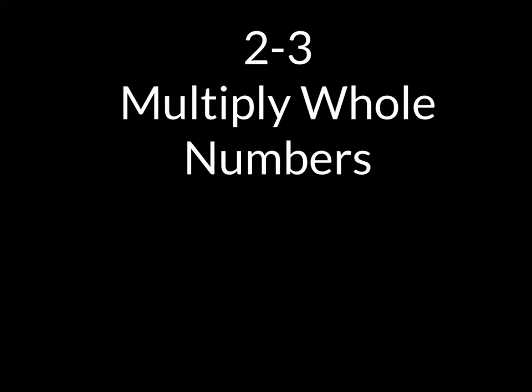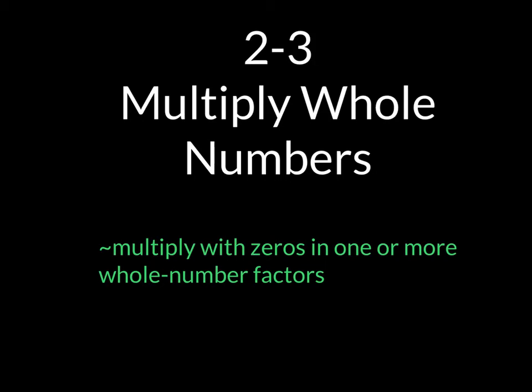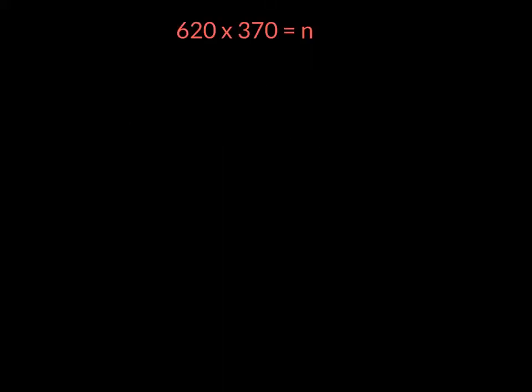Lesson 2-3, Multiply Whole Numbers. By the end of today's lesson, you will be able to multiply with zeros in one or more whole number factors. Let's take a look at 620 times 370, which equals n.